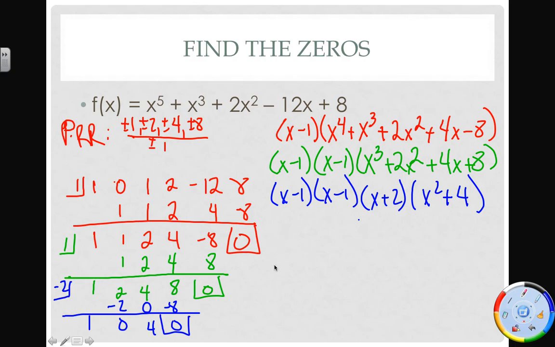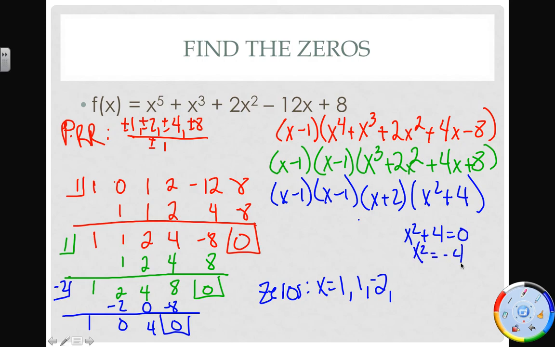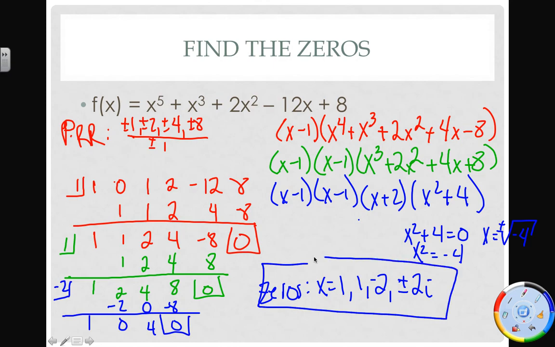And so I have some zeros of x equals 1, 1, -2, and this piece with x squared plus 4 equals 0. X squared equals -4. If I square root both sides, I get x equals the square root plus and minus of -4, which means x is plus and minus 2i. Notice I get 5 answers, which means I'm done, which means I can move on to this last slide and finish this video.